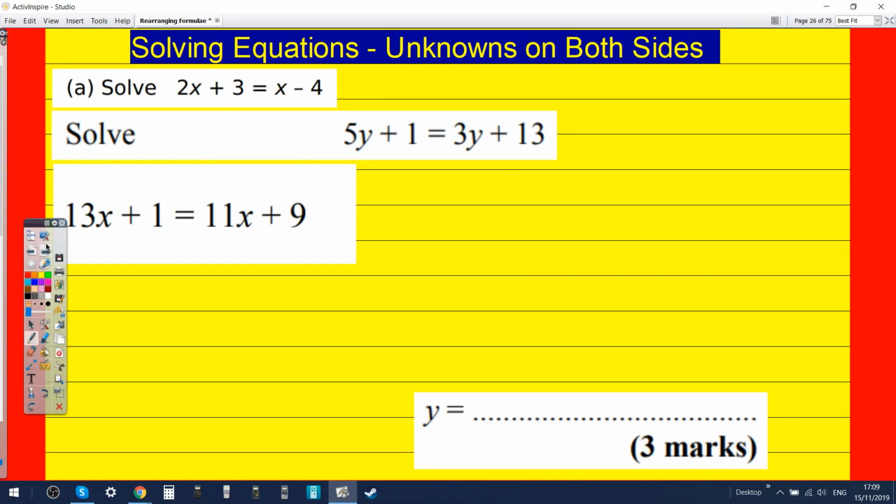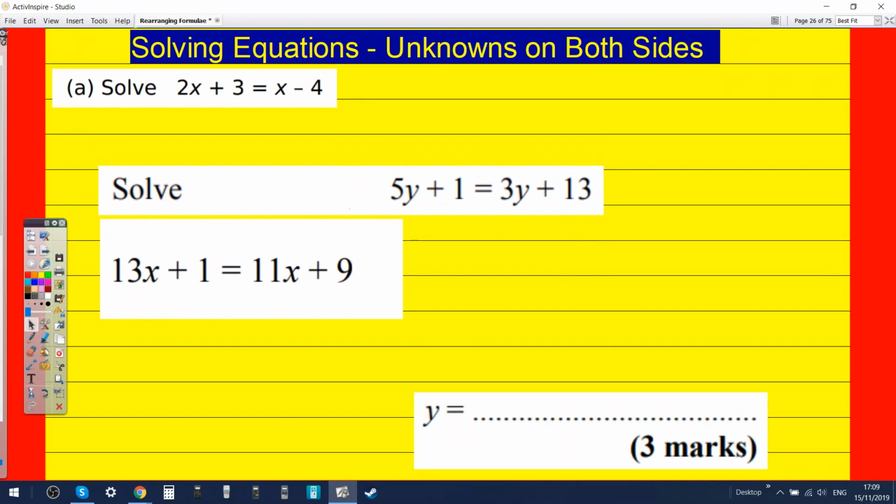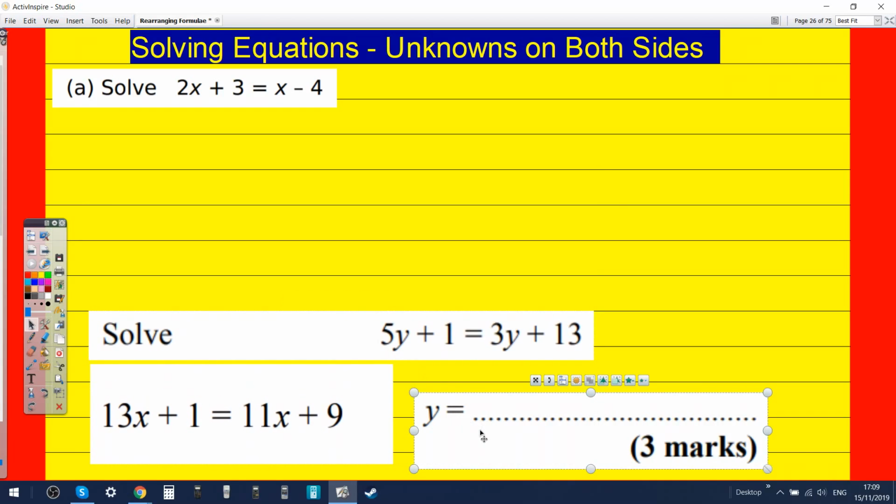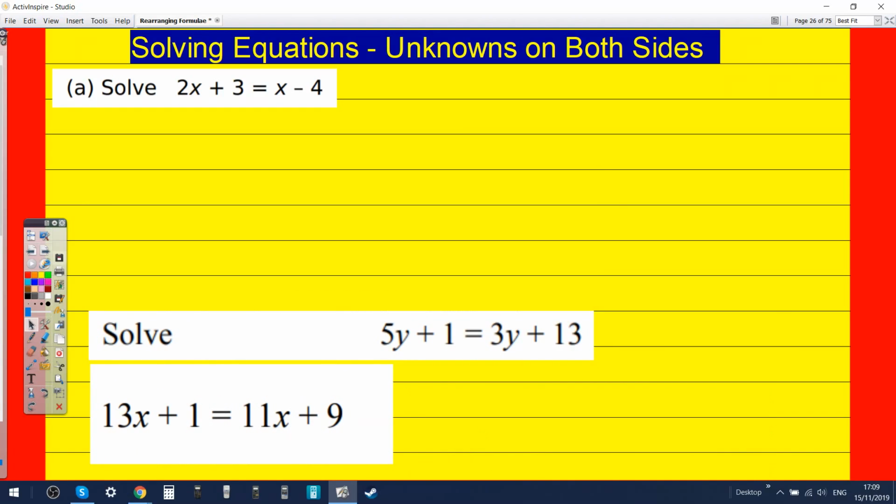That's fine. Okay. How do you solve it when there's an unknown on both sides? So put all unknowns on the same side. So 13x minus 11x is 2x. Minus 1 on both sides, so 8. So 2x equals 8. So x equals, sorry, I was doing the wrong one. Yeah, that's alright. So x equals 4. Yeah, it's fine.